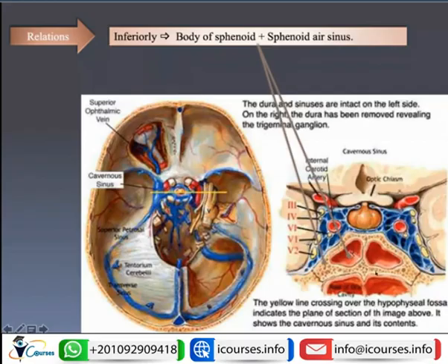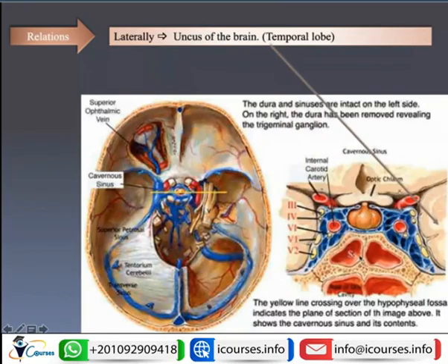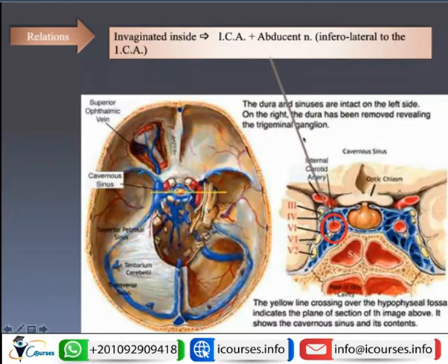Inferior to the cavernous sinus, there will be the body of the sphenoid and the sphenoidal air cells, and immediately there will be the pituitary gland, the sphenoid air sinus and the body of the sphenoid. Laterally will be the temporal lobe. So what is the relation of the internal carotid artery?